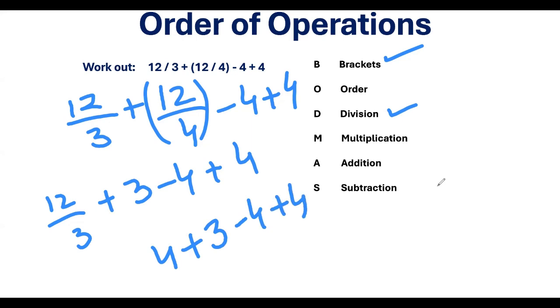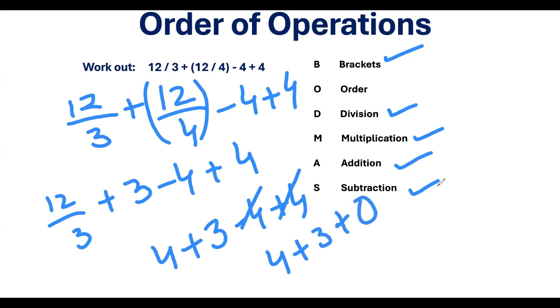Then you have to check for multiplication. There is no multiply here. Then you will do addition and subtraction. Anything can be done first. I'm cancelling minus 4 and plus 4. Right? 4 plus 3 plus 0. Minus 4 plus 4 will be cancelled and you will get 0. So 7 is the correct answer. Right?